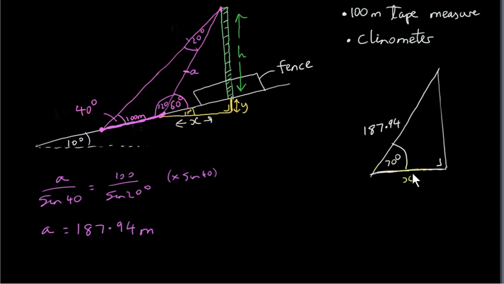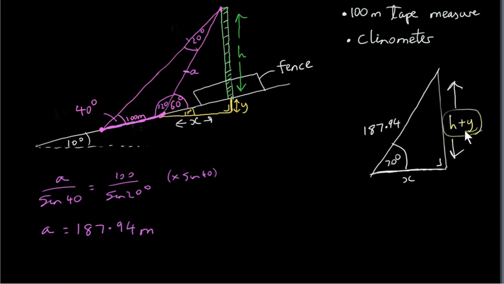So this is x. And I can find h plus y, which is just the sum of these two lengths here. See, we have a right angled triangle, we have an angle and a side. If I get h plus y from this, I can say that sine 70 is opposite over hypotenuse. The side opposite 70 is h plus y. The hypotenuse is what we're given, 187.94. So the sine of 70 will give us this distance h plus y.